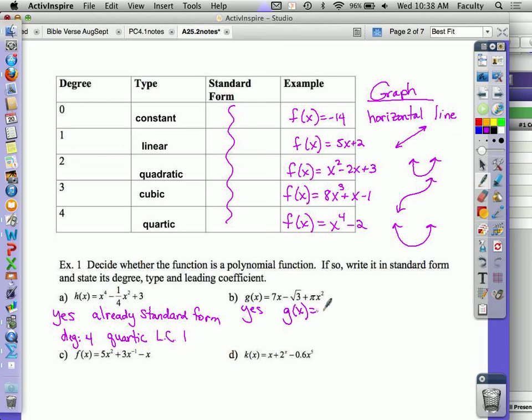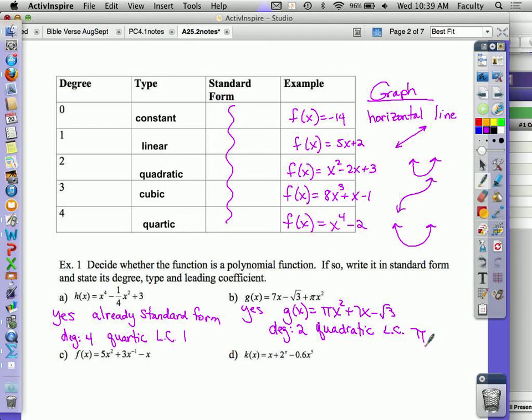Standard form, you have to put the highest power term first. So g of x is pi x squared plus 7x minus square root 3. The degree is 2. It's quadratic. And my leading coefficient is pi.